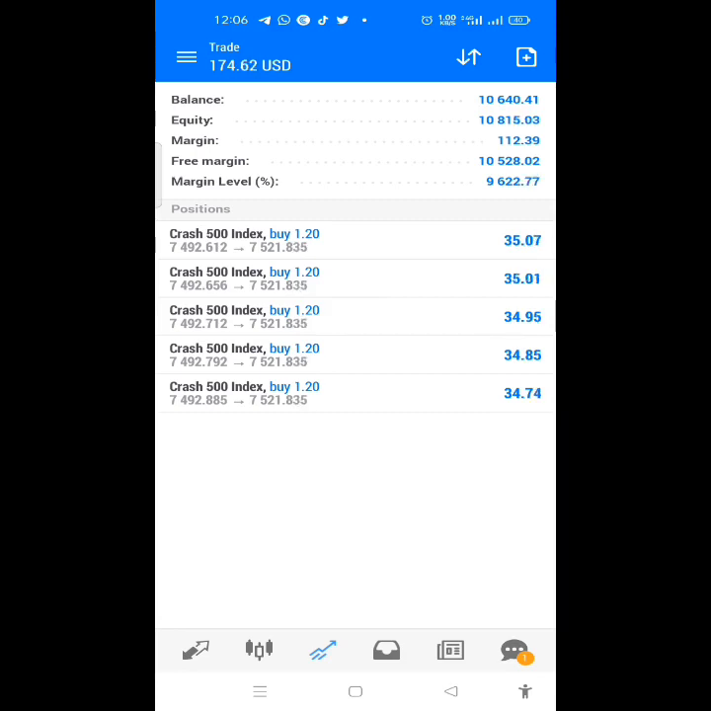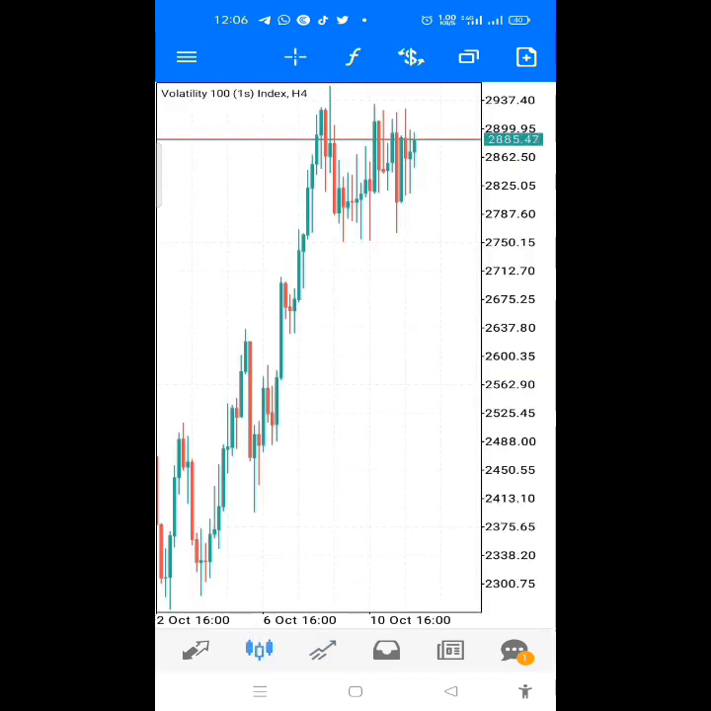Now, I'm buying Crash 500 and I held the position for a little while. Why did I make an entry for a buy? Let me quickly show us. So the tool we'll be using today is Fibonacci. Now, some people know how to plot Fibonacci retracement, but they don't know how to use it. If you can plot it correctly, then you can also use it effectively.